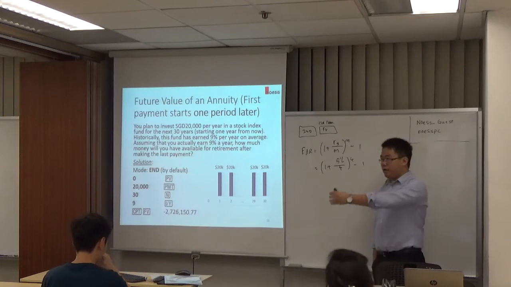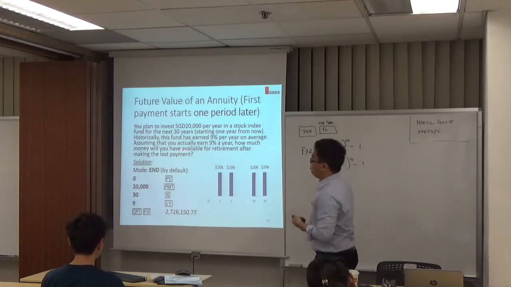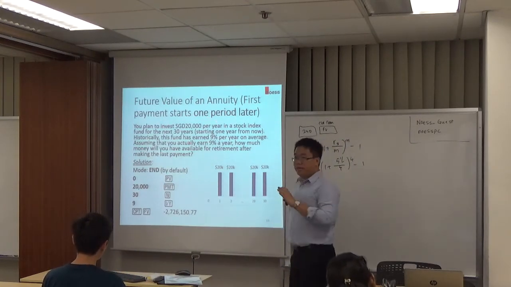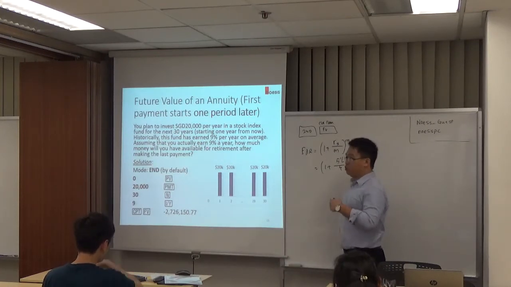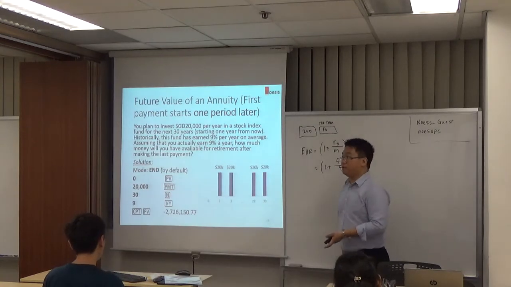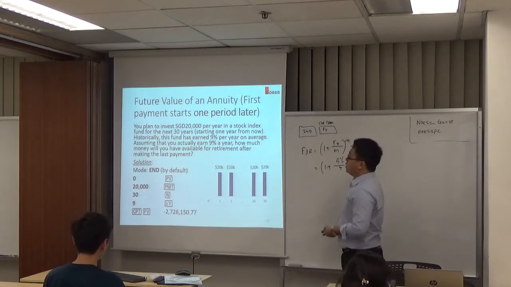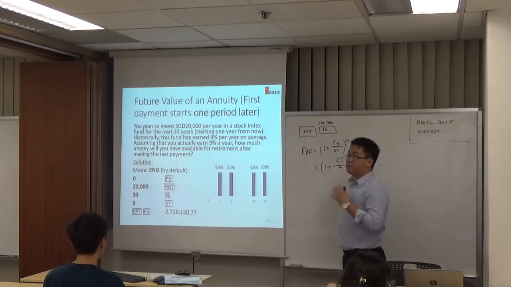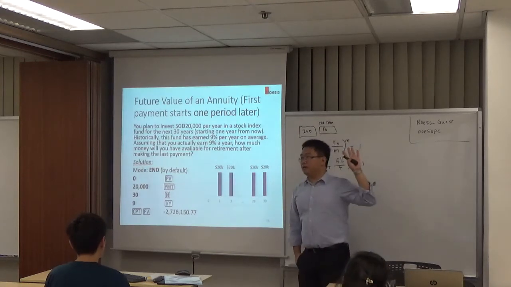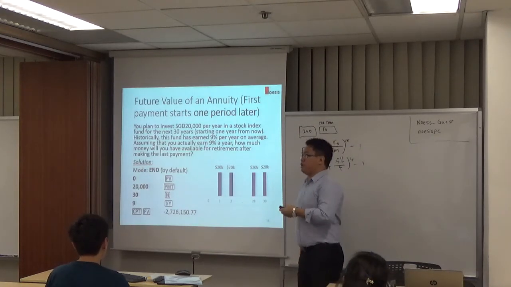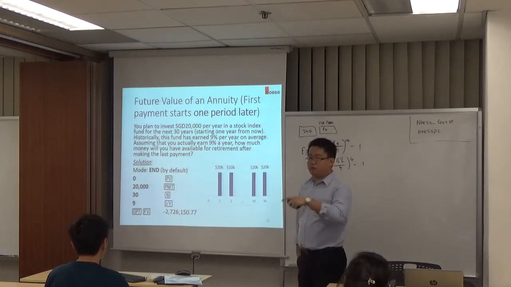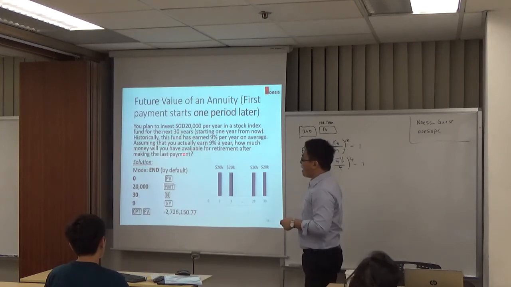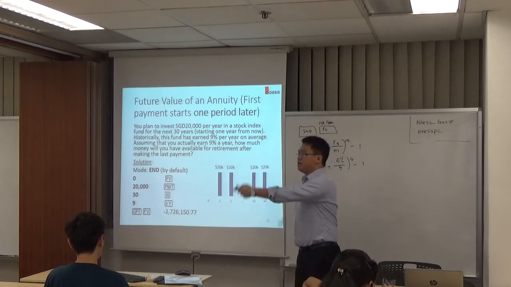Not today, later. Let's say you plan to invest 20,000 Sing dollars per year in a stock index fund for the next 30 years. Of course, you will start investing 1 year from now, not today. This fund on average has earned 9% per year historically. For now, we just assume that it will continue, but this is bad practice. You cannot always assume that it will continue. Now, how much money will you have available for retirement after making the last payment 30 years from now?